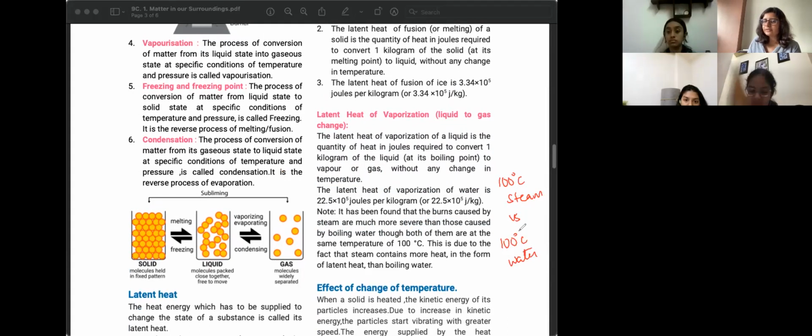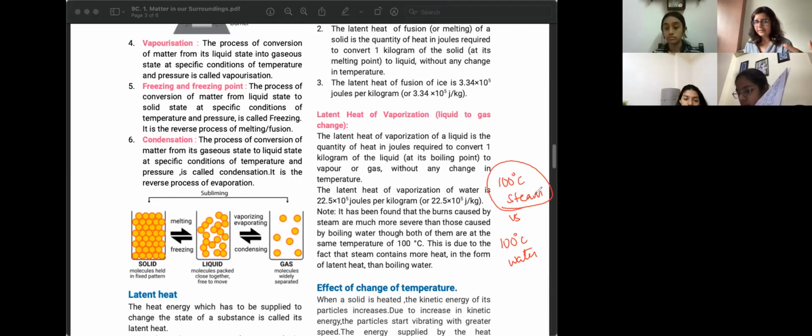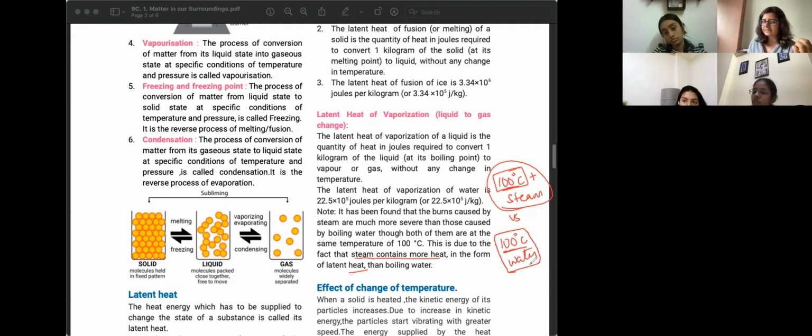So if you're exposed to both, steam burns are more dangerous because steam is what water becomes after conversion, right? This is the gaseous phase, this is the liquid phase. So even though the temperature is the same, steam has more energy. Steam has the temperature-related heat energy at 100 degrees Celsius plus the latent heat that was added, the energy from the conversion. So steam contains more heat energy in the form of latent heat compared to boiling water at 100 degrees Celsius. So this will do more damage.